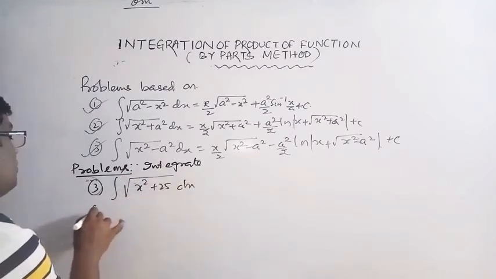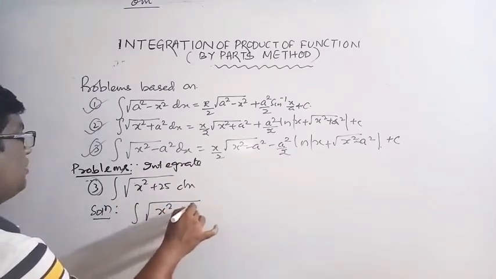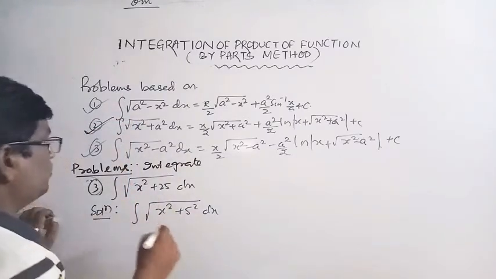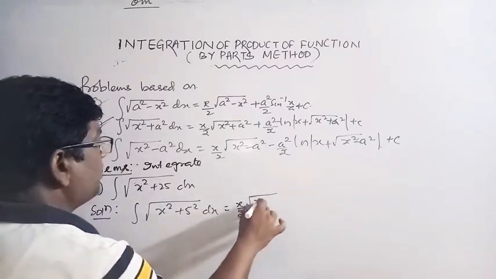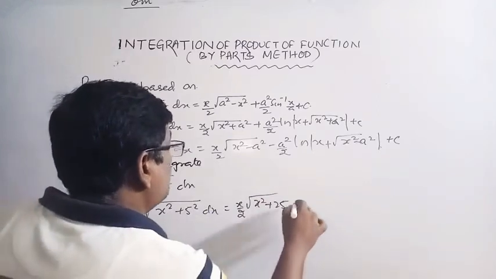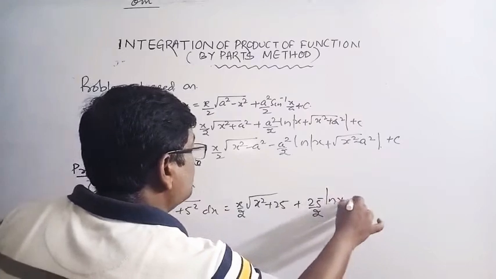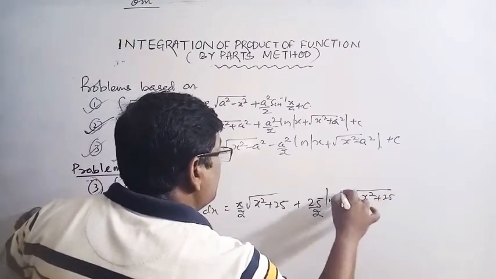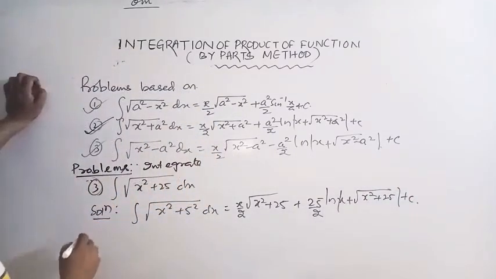dx. Solution is integration root over x square plus 5 square into dx. So apply formula number 2, that is x by 2 root over x square plus a square, means 25, plus a square by 2, that is 25 by 2 into log of x plus root over x square plus a square, means 25, plus c. This is the answer.